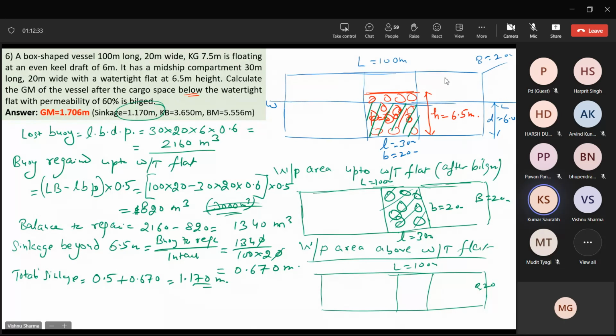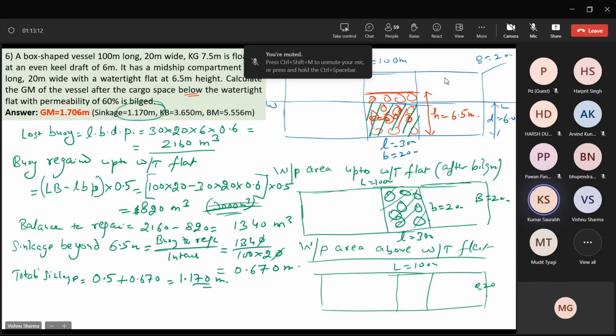Sir, why will we do this line? Which one, beta? The sinkage beyond 6.5 that you just did, sir. We are only going down to below 6.5, isn't it, sir? So why should we do this? Arre, the bilging is happening below 6.5, so regain that much. The sinkage is not in your hands. Bilging is happening up to the water line. Your lost buoyancy is up to 6 meters, but how much you will sink depends on how much you have lost. That is not in your control. Yes or no? You have to regain that much, correct?